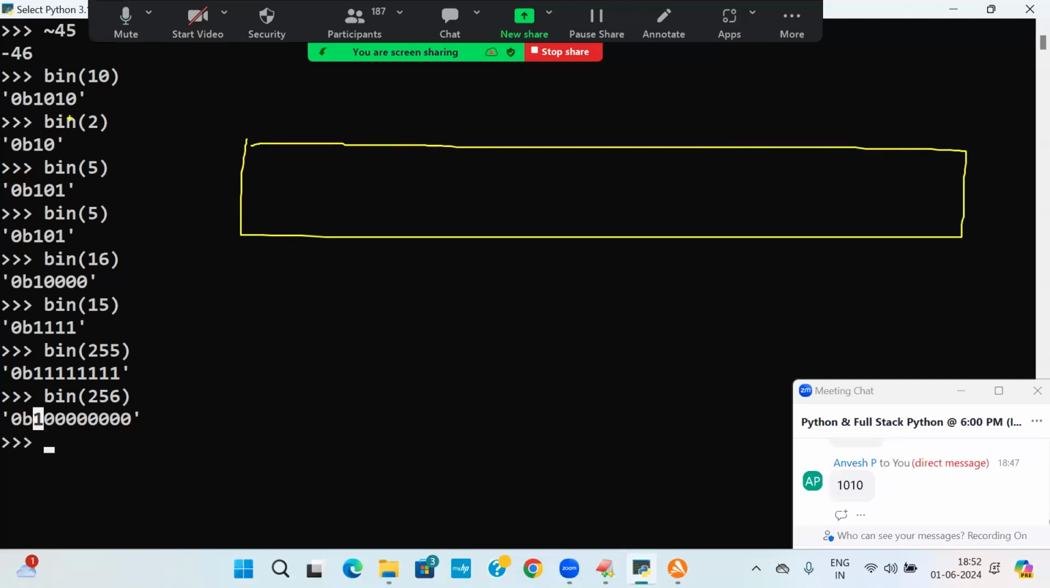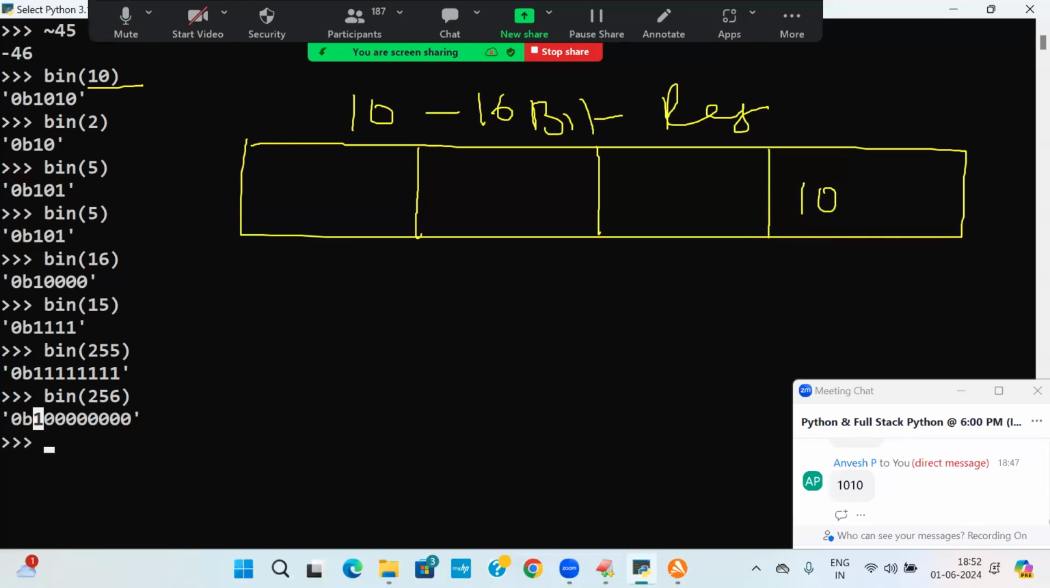So in this case, what am I going to represent? Suppose, for example, there is a value called 10. On which bit register am I representing 10? A 16-bit register. 16-bit register means what? 1010, and then 0000 and 0000. This is a 16-bit representation for the number 10.